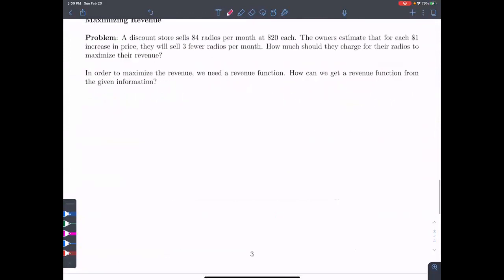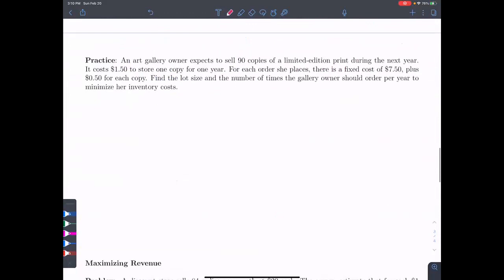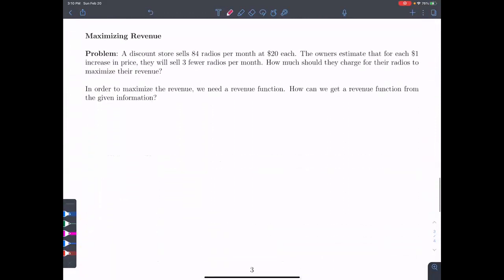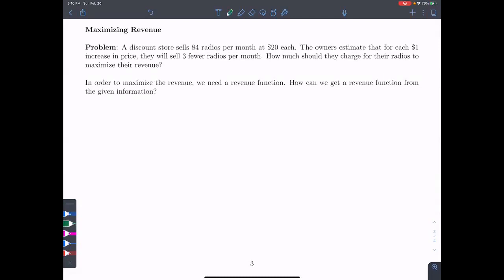Let's do, I'm going to skip this one. This is really similar to the one we just did. If you would like to see that worked out, just let me know. But I want to work through maximizing a revenue problem. So a discount store sells 84 radios per month at $20 each. The owners estimate that for each $1 increase in price, they will sell 3 fewer radios per month. How much should they charge for the radios to maximize their revenue?